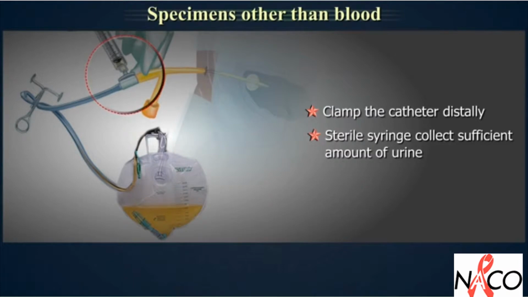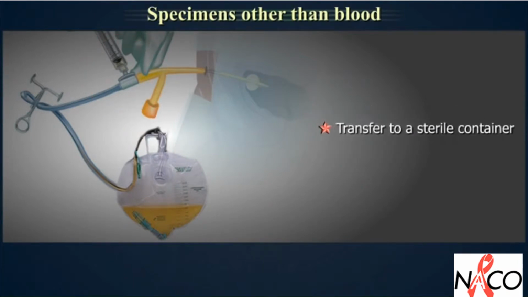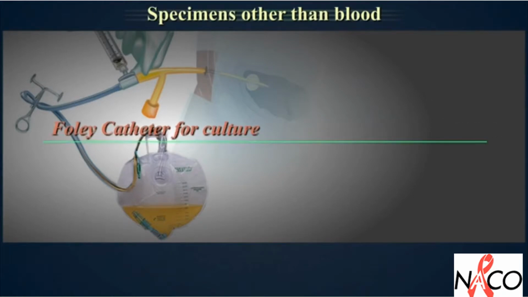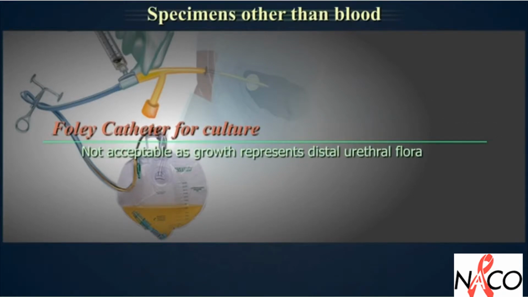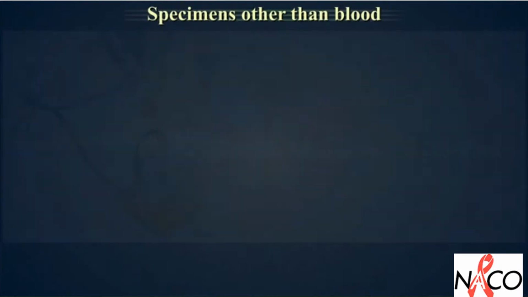Using a sterile syringe and needle, collect sufficient amount of urine sample. Transfer to a sterile container. Foley's catheter is not recommended for culture since growth represents distal urethral flora.